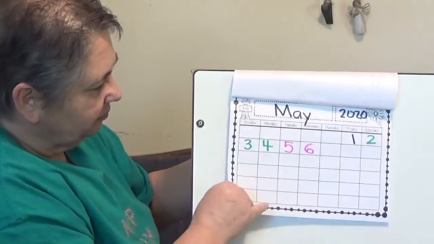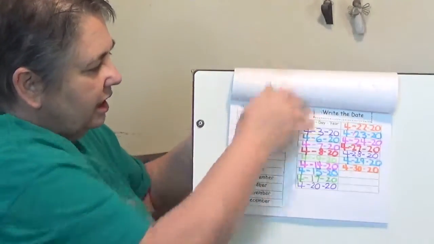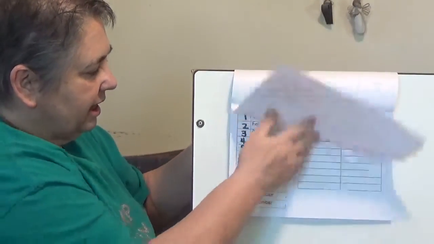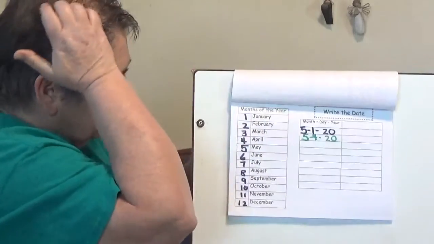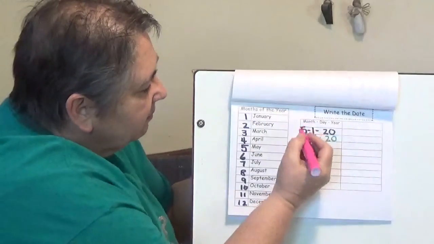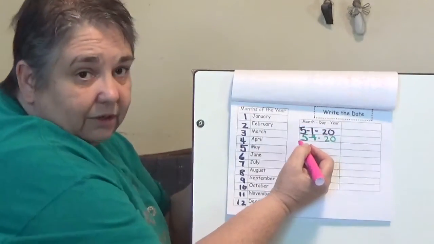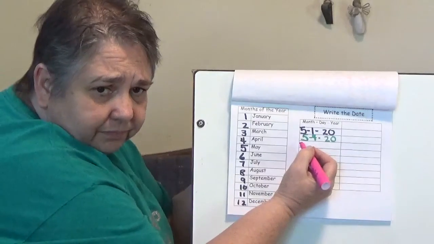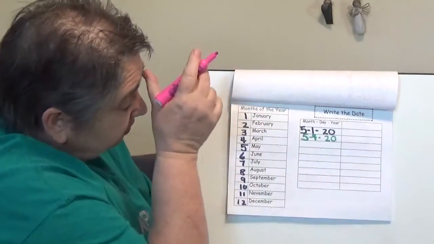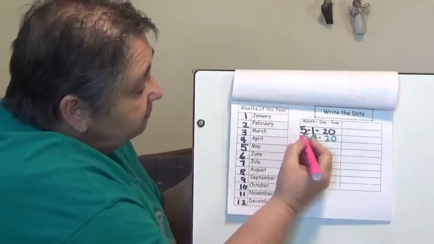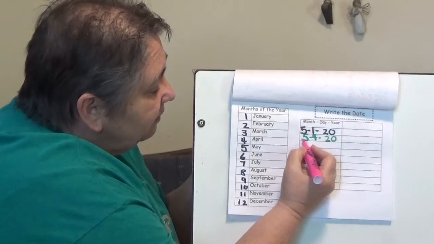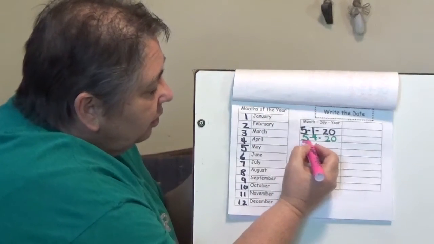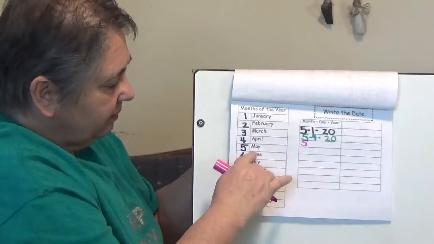All right. So let's turn the page to write the date here in May. So the first number we need to write, Tristan. Okay, Tristan, a 5. Why do I need a 5 there? Because it's the 5th month, May.